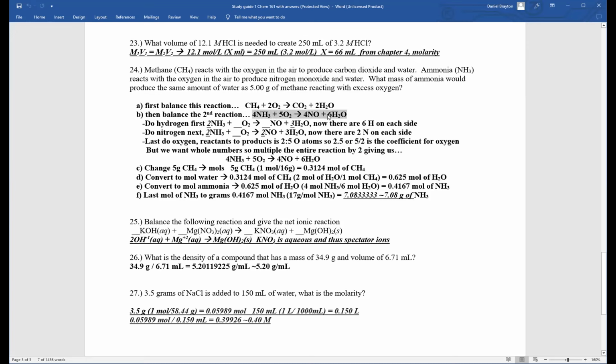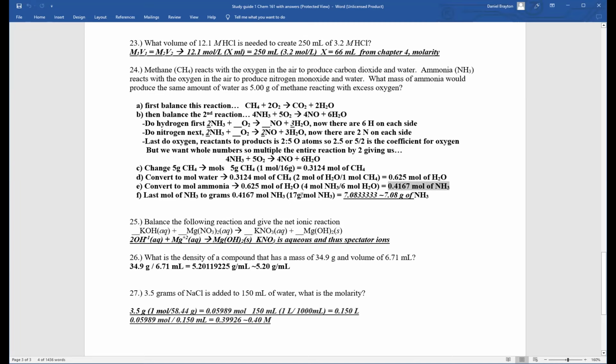And how are they related? A 6 to 4 ratio. So we want the water on the bottom to get out of the moles of water and then multiply by ammonia on the top. So that's why 4 on top, 6 on bottom. This gets us to the moles of ammonia.